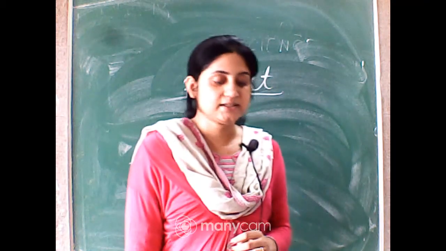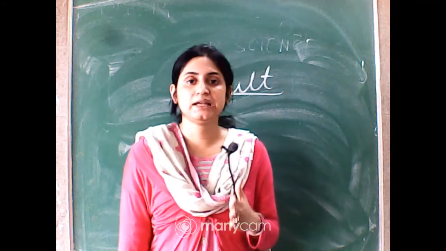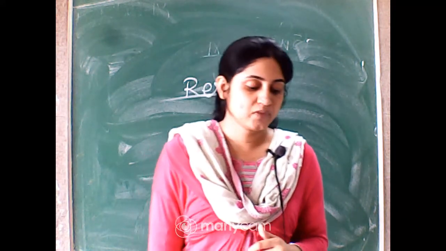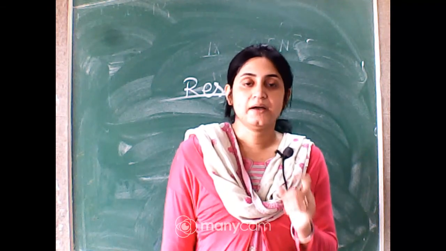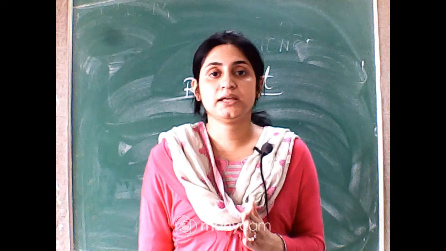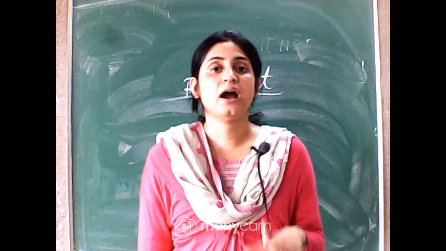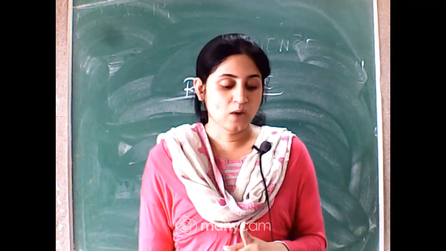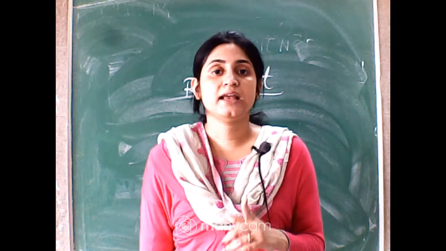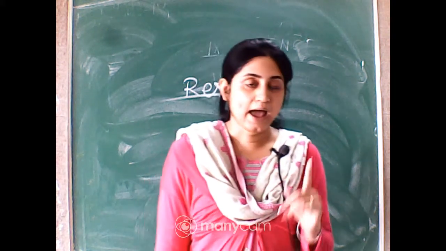Onion peel is made up of cells having cell wall, cytoplasm and nucleus.